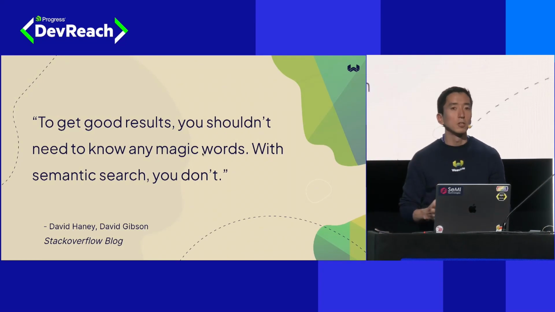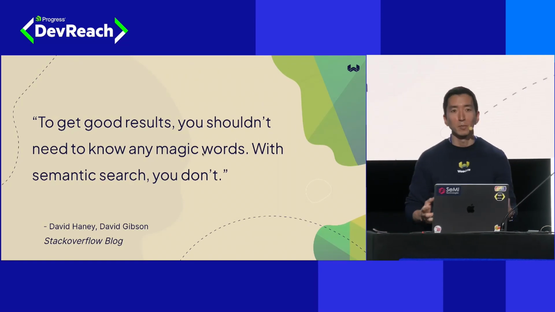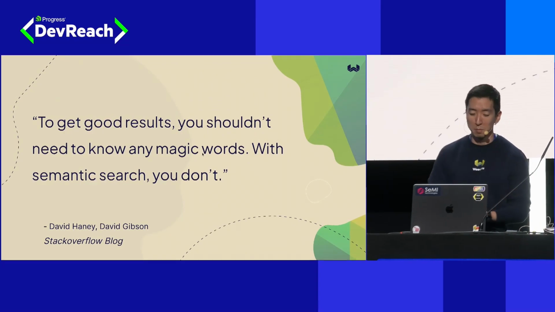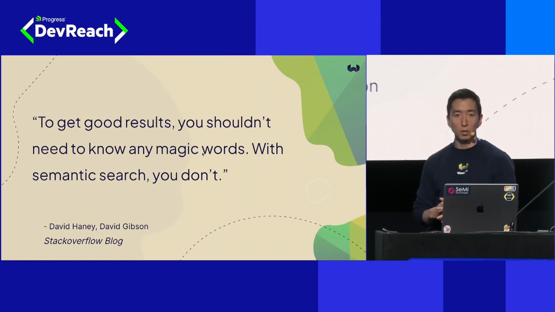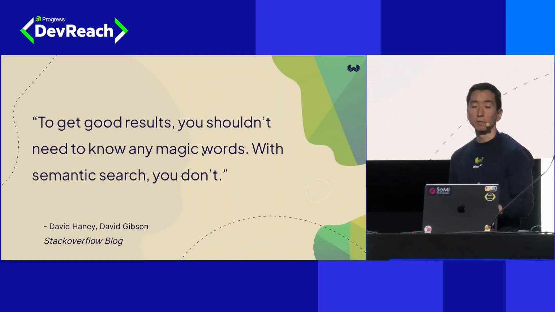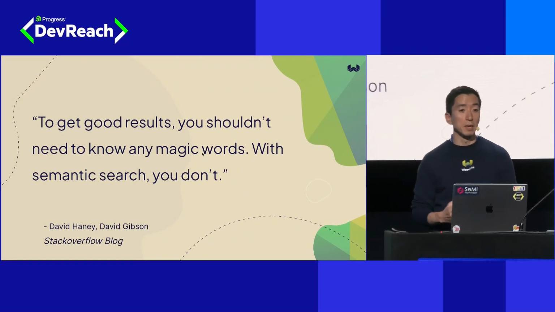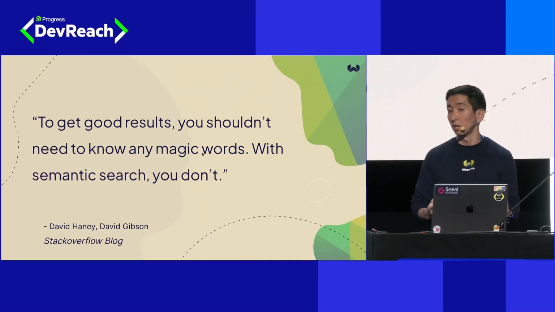And here's the thing about search. To get good results, you shouldn't need to know any magic words. And with semantic search, you absolutely do not. These words were taken from a blog written by David Haney and David Gibson on their Stack Overflow blog just a couple of months ago, when they were talking about integrating Weaviate into their search and evaluating semantic search for their purposes. And for a site like Stack Overflow, it's of course very, very important for their users to be able to find the results that they're after without knowing the particular keywords that the writer might have used.